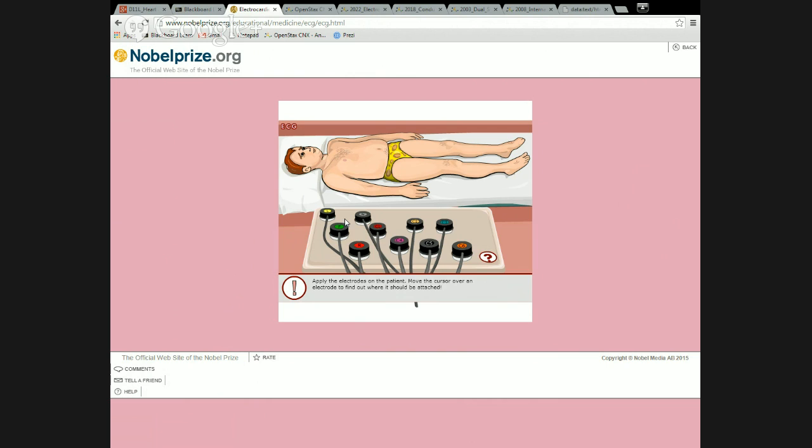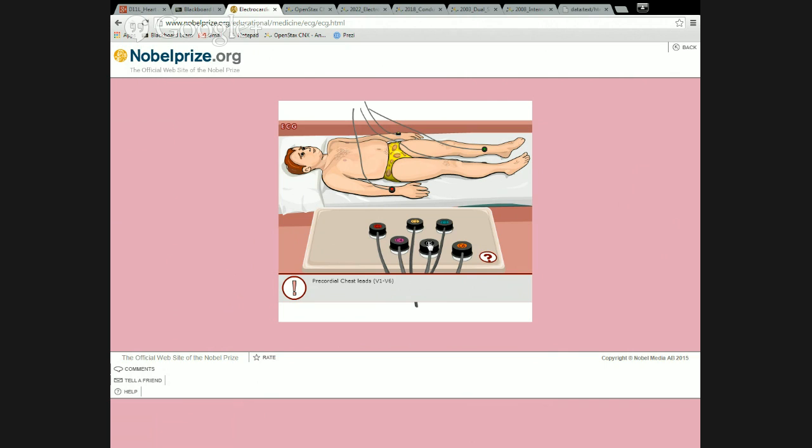But these are the 10 electrodes that need to be placed. If you hold the mouse over the electrode, it tells you where it goes. So this is the left arm electrode. This is the left ankle electrode. This is the right arm electrode, right ankle electrode. And then these six are all chest electrodes.